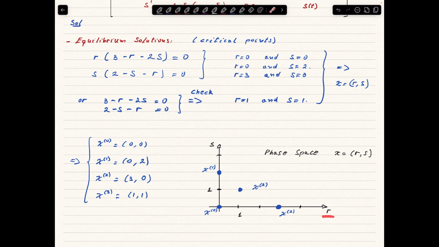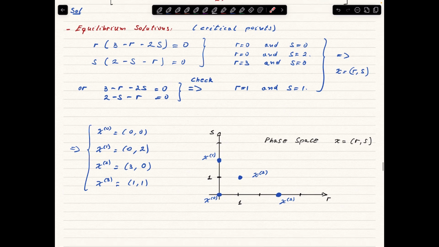So here, with this convention, this is the phase space, the variable space, r and s, rabbit and sheep. The first variable is the variable that we draw on the horizontal axis, and we said is rabbit. This is the variable for the vertical axis, sheep. And then we have 0, 0 is this point. We have 0, 2 is that, 3, 0 and 1, 1. These are the 4 equilibrium solutions.